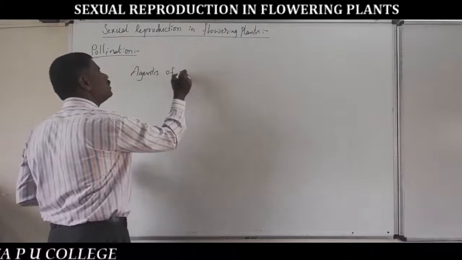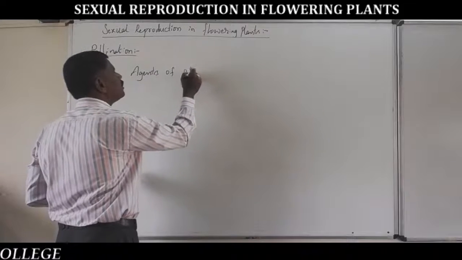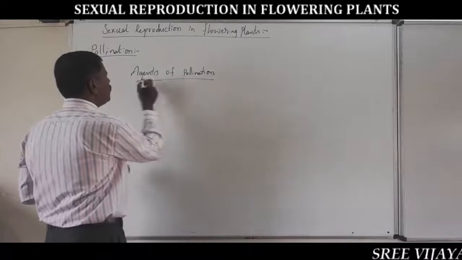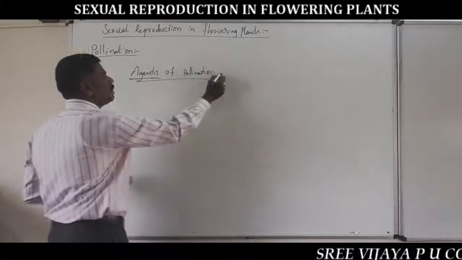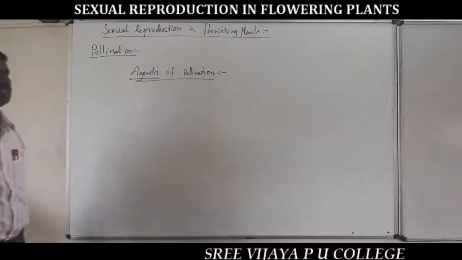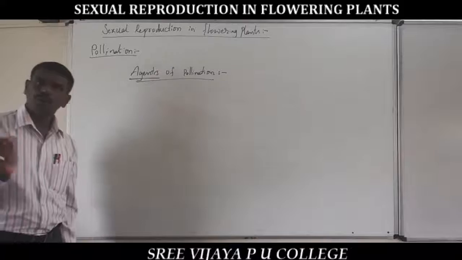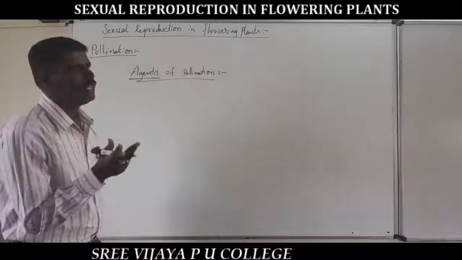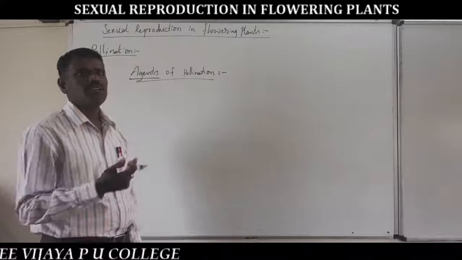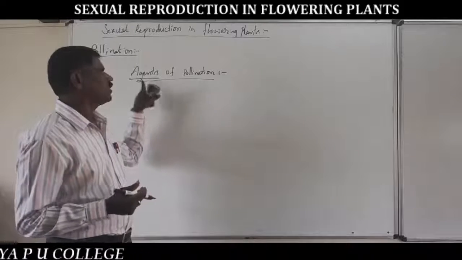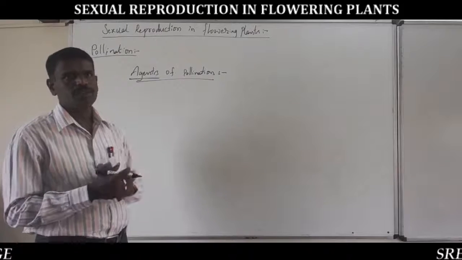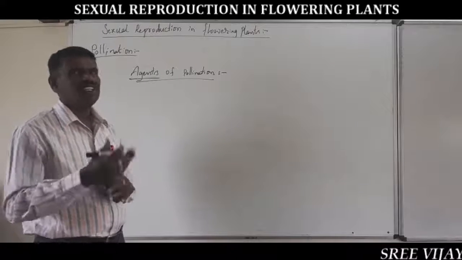Agents of pollination. So here are the different agents which are involved in pollination, because the pollen grains are carried by different media. Based on that medium, based on the agents, there are different types. So which are the agents?